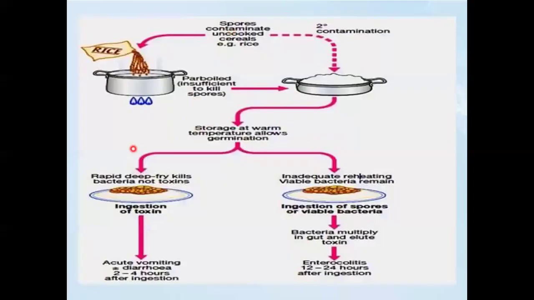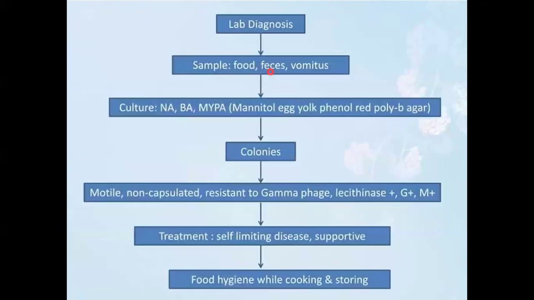So this is just a diagram. Rapid deep fry kills bacteria and not the toxins. Then you ingest the toxins, acute vomiting 2 to 4 hours after ingestion. Inadequate reheating, the bacteria will remain. Ingestion of spores or viable bacteria. It multiplies in the gut, causing enterocolitis or the watery diarrhea. Okay. That's all I want you to remember for Bacillus cereus.